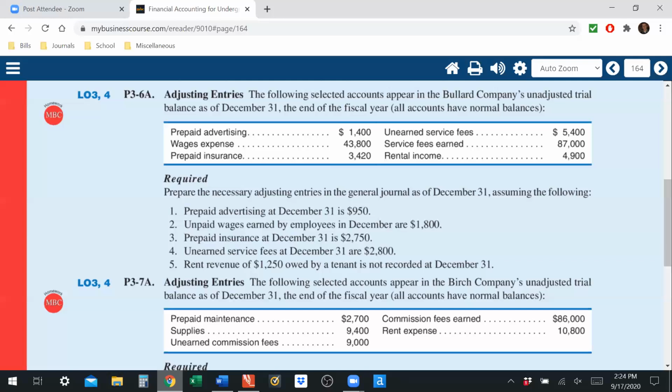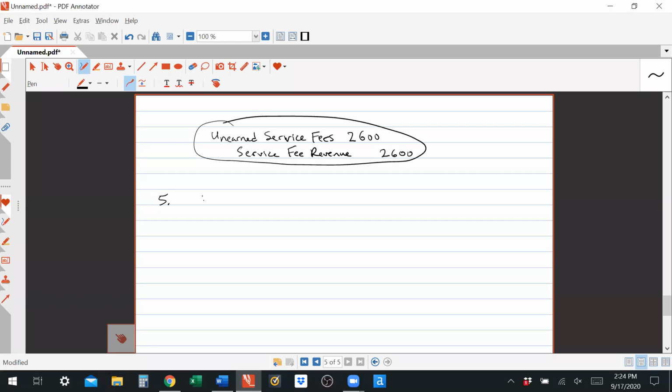They haven't paid us in the past, and they're not paying us now. They still owe us, but we have let them use that space for the month, so we've earned the revenue. So the journal entry is debit rent receivable, credit rent revenue.